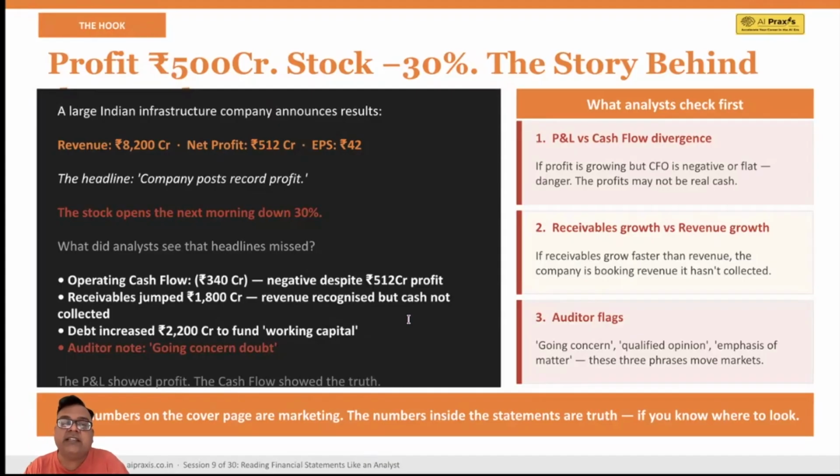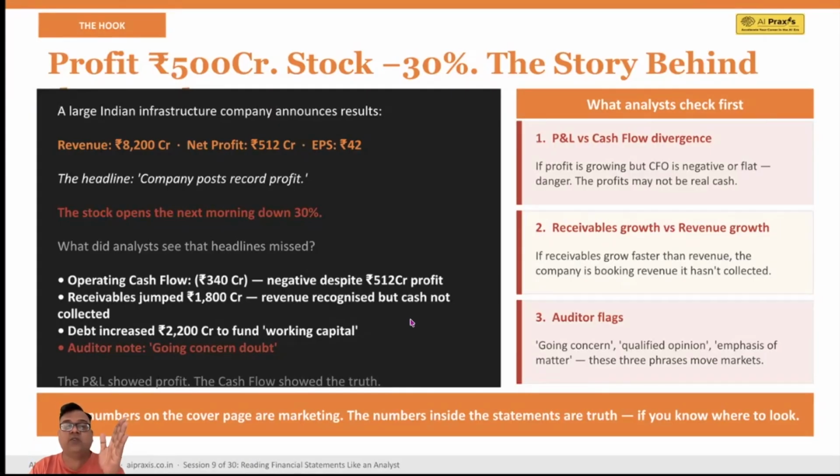So the key analyst checks would be very simple. First, look at the P&L versus the cash flow. There's some divergence that you're going to see. If profit is rising but cash flow is not, profits may not be real. Look at receivables versus revenue. If receivables grow faster than revenue, the company is booking revenue without collecting cash. Just use common sense, right?